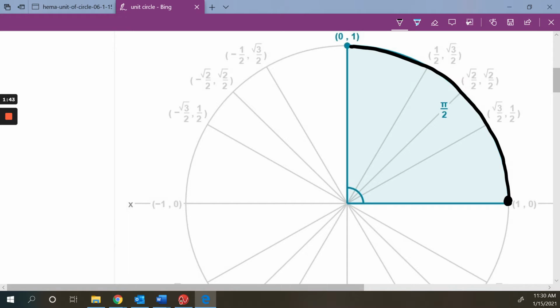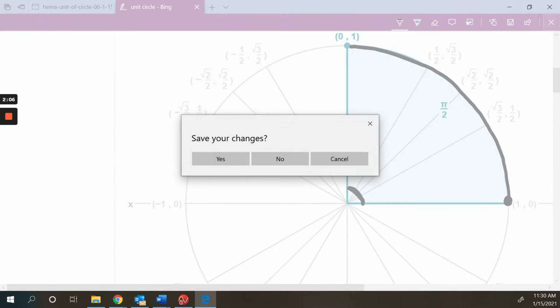So that is what a radian is. The radian is the measure of how long the line is going along the circle. The degrees is how big that angle is. Now, certain angles match up exactly with certain radian degrees.